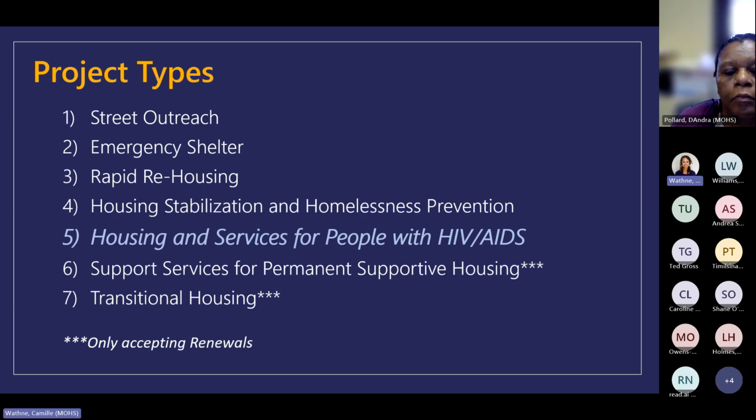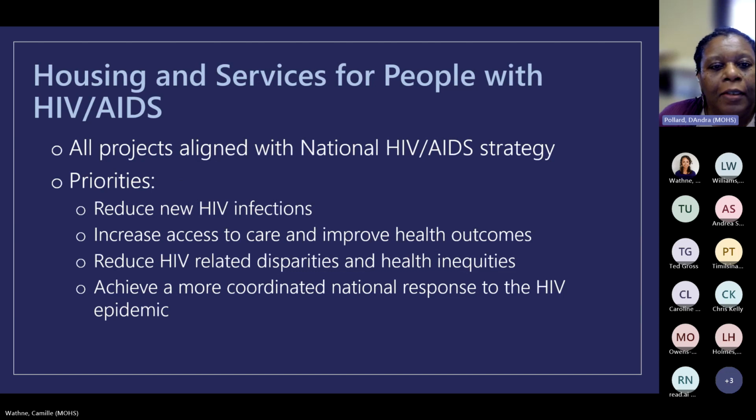For HAPWA, I will pass to my colleague, Deandra. Thanks, Camille. Our housing and services for people with HIV and AIDS, we want all projects aligned with the National HIV/AIDS strategy. The priorities, of course, are to reduce new HIV infections, increase access to care and improve health outcomes, reduce HIV-related disparities and health inequities, and to achieve a more coordinated national response to the HIV epidemic.